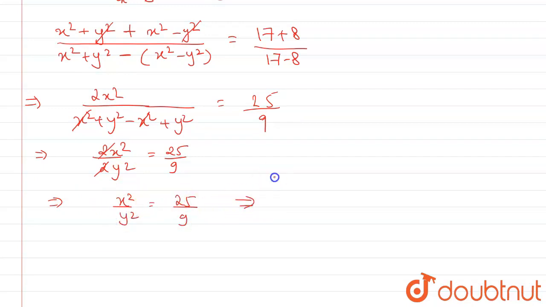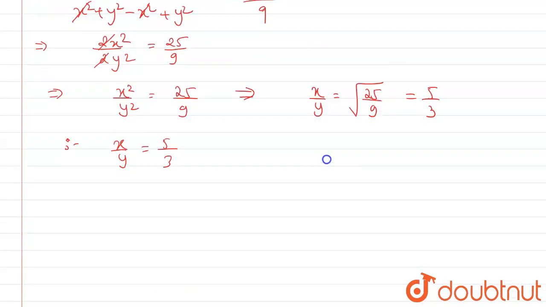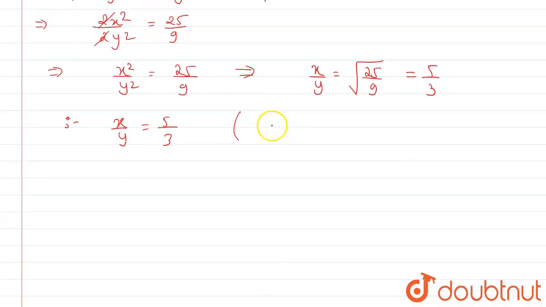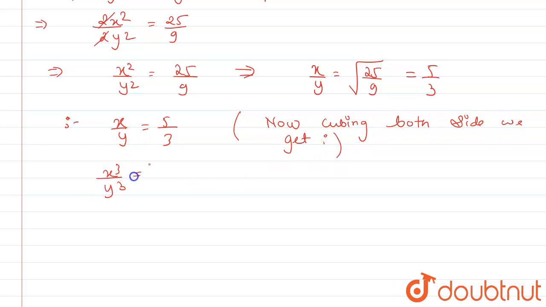So this implies that x by y is equal to under root of 25 by 9, that is equal to 5 by 3. So now therefore we say that x by y is equal to 5 by 3. Now by cubing both sides, we get x cube by y cube is equal to 125 by 27.